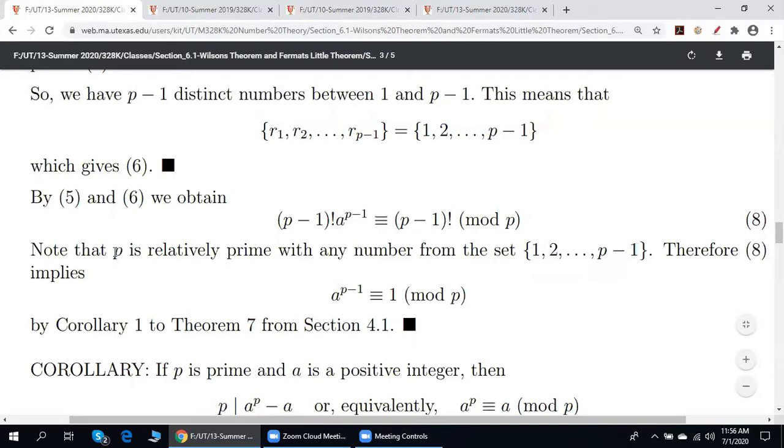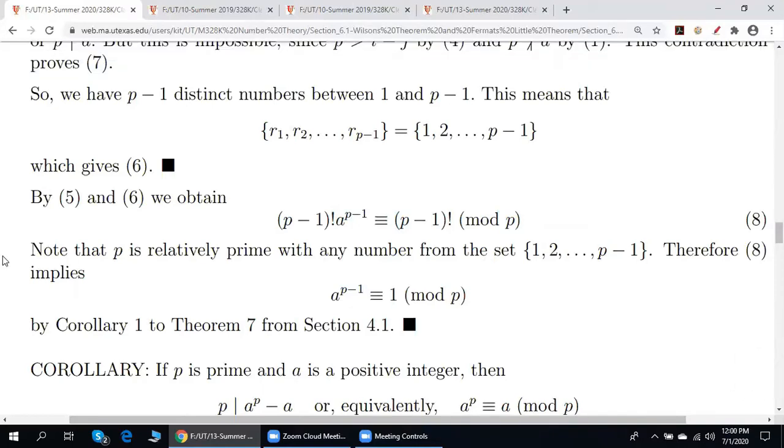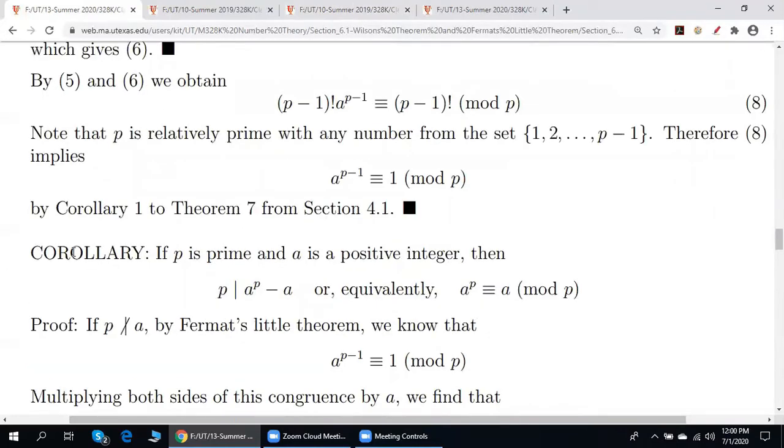Therefore, since P is relatively prime with P minus 1, P minus 1 can be cancelled. Since P is relatively prime with P minus 2, P minus 2 can be cancelled, and so on. Since P is relatively prime with 2, 2 can be cancelled. If we cancel all these numbers, this becomes this, which is exactly what we need. The theorem is proven.